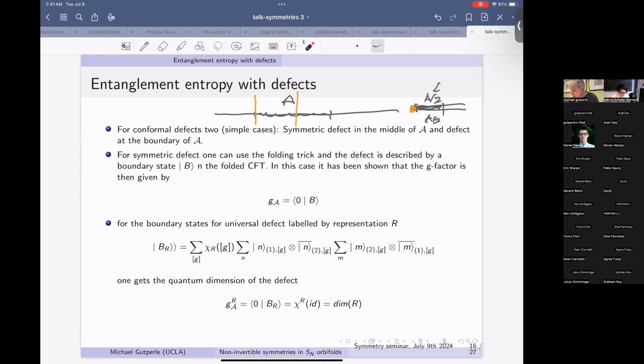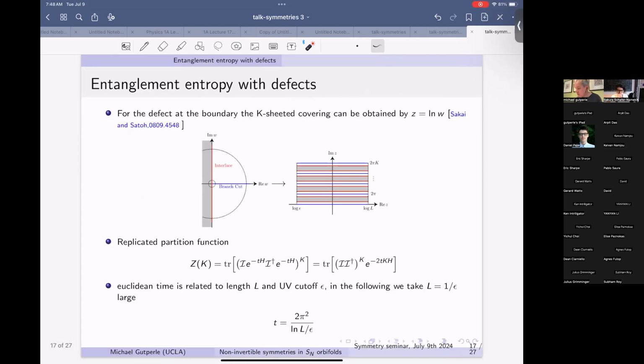This would be true for a conformal defect, which I cannot move. For a topological defect, I can in principle move it, and this shouldn't really matter. So for a topological defect, you can argue that it doesn't necessarily have to be symmetric. You might say I can move it all the way to the boundary, but that is not quite true. Something more interesting happens, going back to a paper by Sakai and Sato.